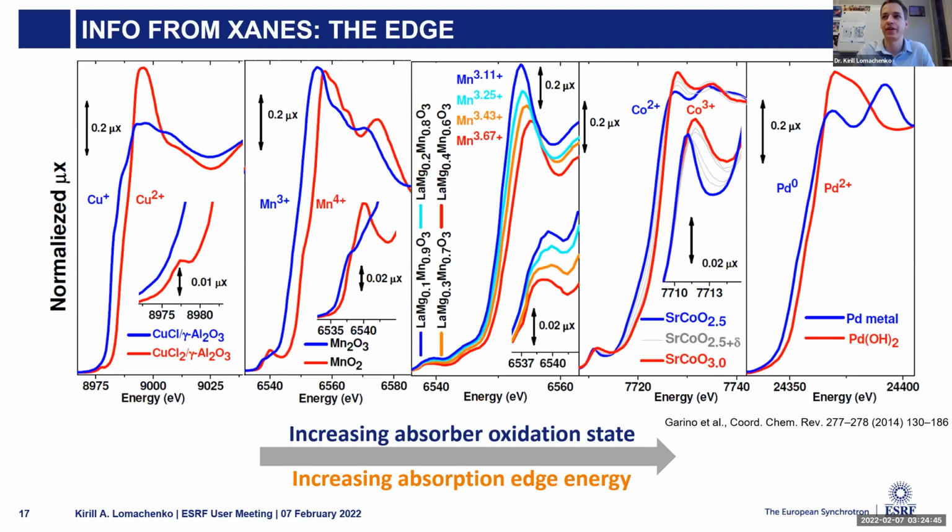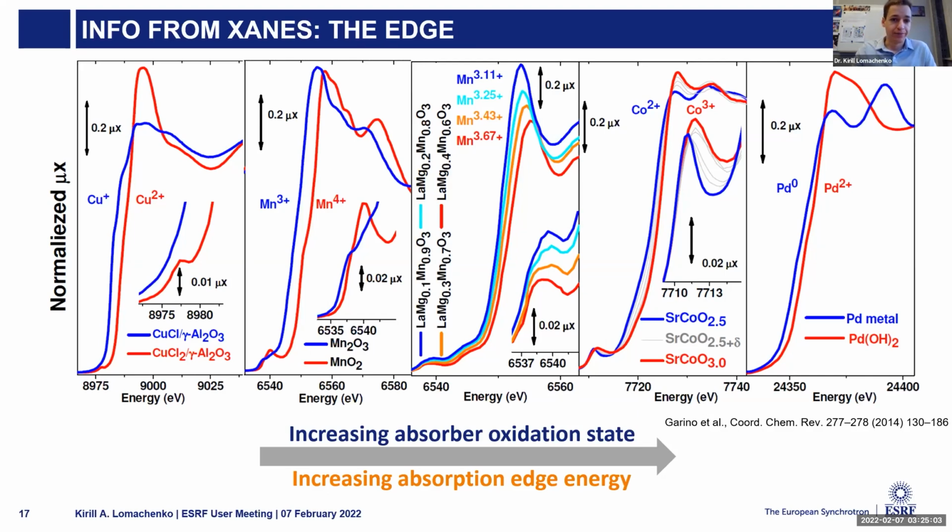So this is a property that is very, very often used in the analysis of XAS data. So you see the shift of the edge. It says whether something gets oxidized or reduced. So this is very, very common.